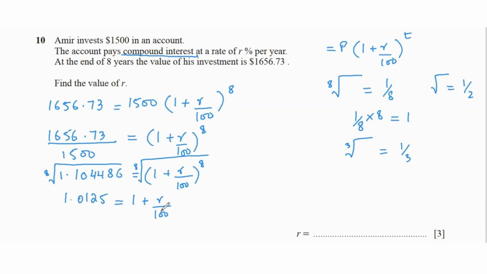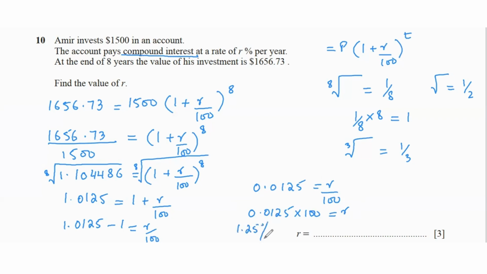So 1.0125 equals 1 plus r over 100. We take the 1 to the other side, so it's minus now. So that's 0.0125 equals r over 100. Multiply 0.0125 by 100, and your final answer is going to be 1.25%. So that's your rate of interest.